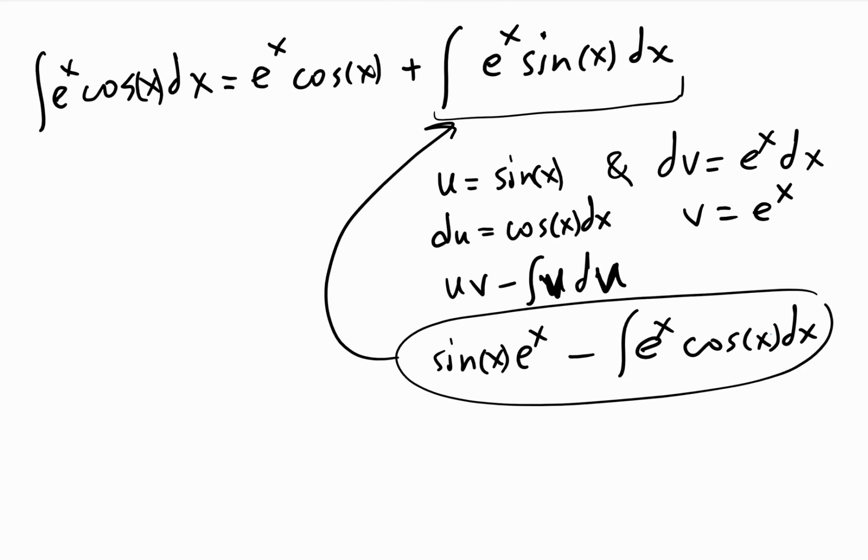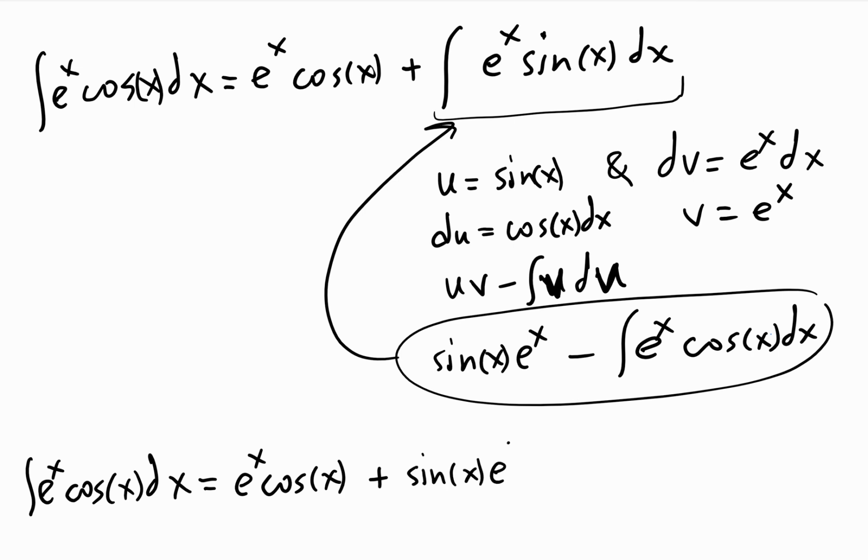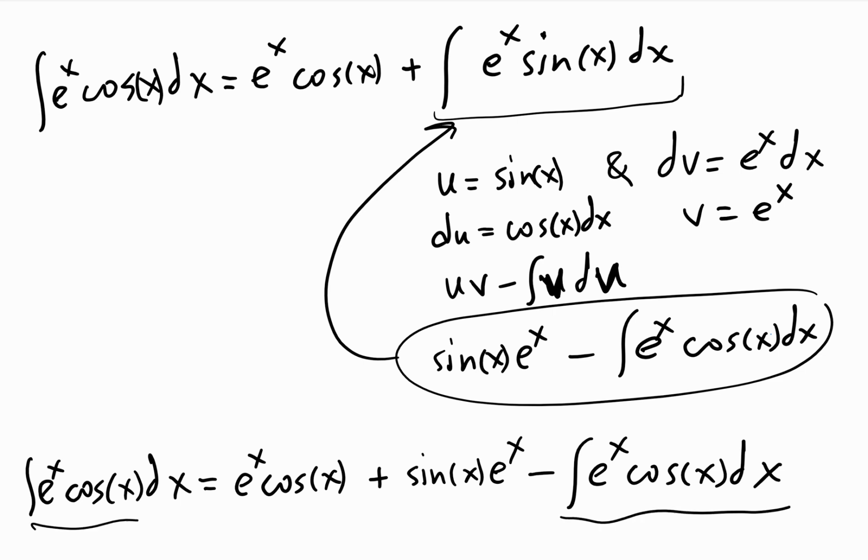Let's see what we get. Keep the left hand side the same. It equals e^x cosine x plus what I just got, sine x e^x, minus the integral of e^x cosine x dx. And now you're going to say, oh my god, I see this again. What am I going to do? Do it again? The answer is no. Why? Because this is exactly this.